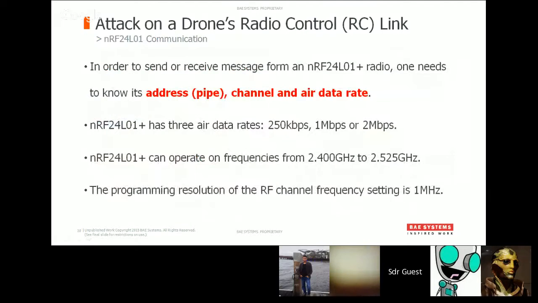All right. So in order to receive the data from an NRF24L01 radio, one needs to know three parameters: the data packet's address, the radio communication channel, and also the air data rate. So we need to know all these three parameters.